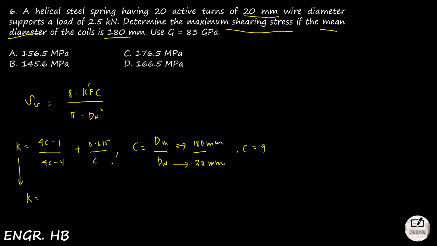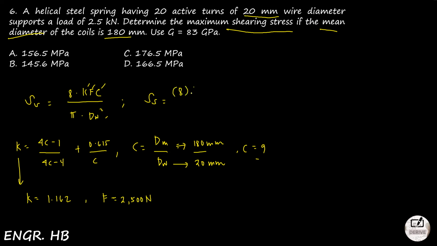And just simply recall muna sa calcu. So, that was 4 answer minus 1, divided by 4 answer minus 4, plus 0.615 divided by 9 or answer. So, that was 1.162. So, check si K. So, ang F natin ay 2.5 kilonewton. So, gawin na natin newtons, which is 2,500 newtons. So, si C is 9. So, si DW is 20. So, everything is given. So, we may direct calculate this shearing stress.